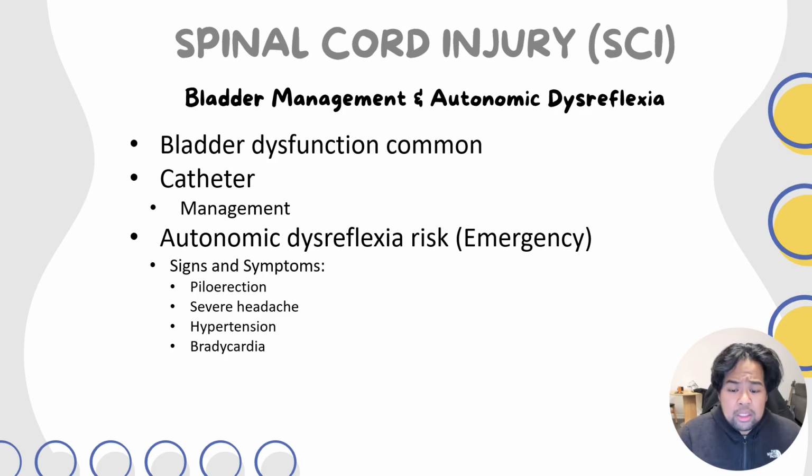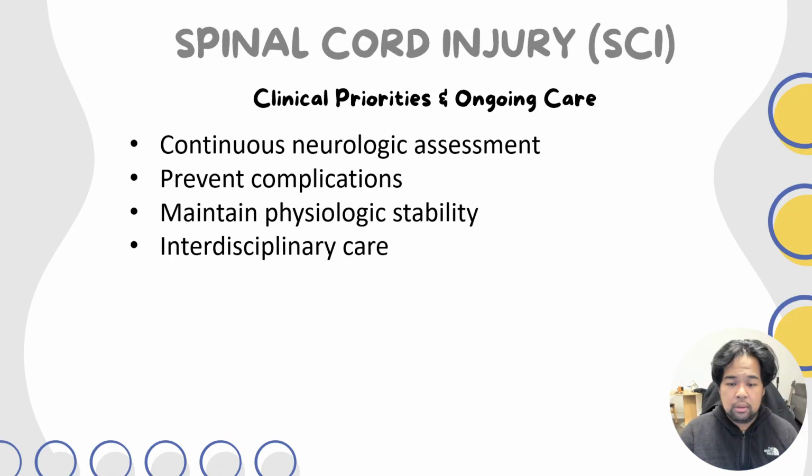Autonomic dysreflexia, so this is a medical emergency. We'll talk about this in the other slides, but signs and symptoms include piloerection or goosebumps, severe headaches, hypertension, and bradycardia. Other clinical priorities, we're going to continuously do neurologic assessments on them. And we want to prevent the complications. We just talked about bladder management. That's so important on the last slide.